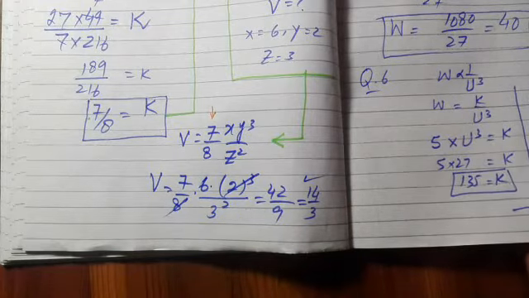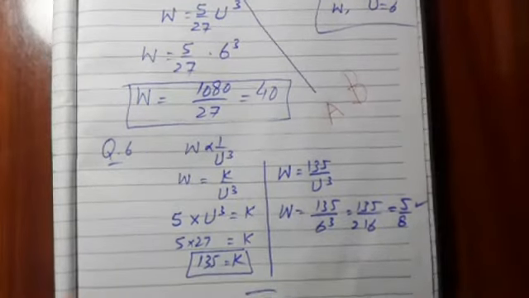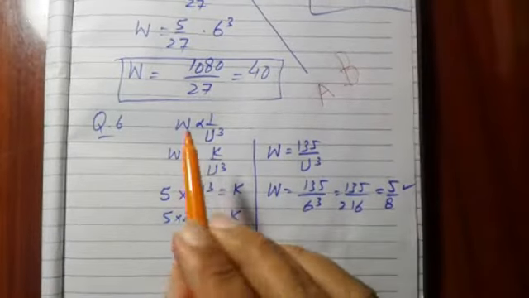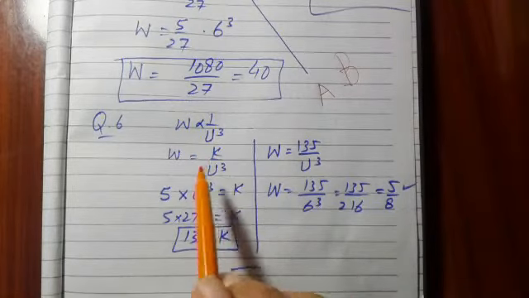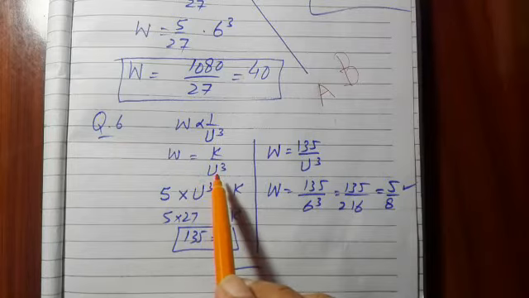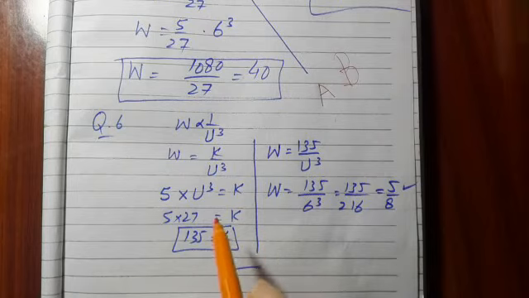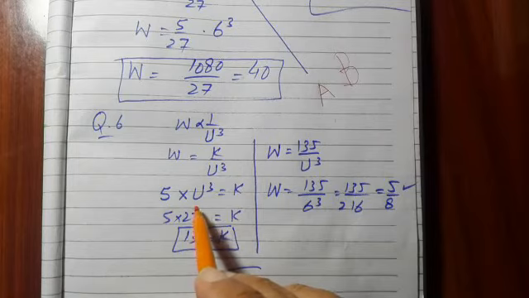Another question, number 6, is there. If we look at question number 6, w is inversely proportional to the cube of u. So it will be written as w equals k over u cubed, and the value of w is given as 5, and u is provided as 3. So 3 cubed will become 27, and k's value will become 135.